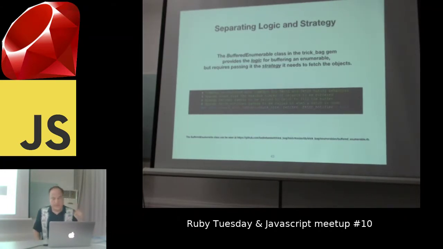And the buffered enumerable class, which is also in that trick bag I mentioned, handles things like notification and filling and knowing when to fetch more and things like that. But it doesn't know anything about how to get records. If it's going to be truly reusable, it can't. So the thing that actually gets the record to fill the buffer, that's a lambda that you pass in. And in that way, it could be used for any enumerable, any objects that you want to use.